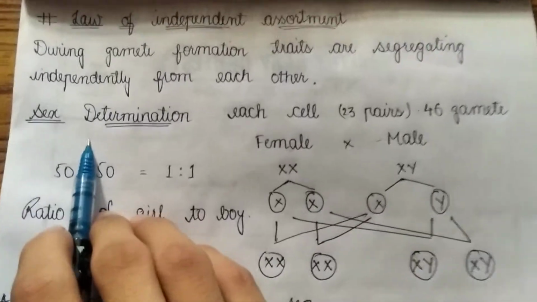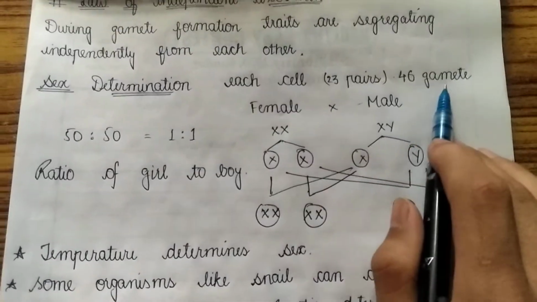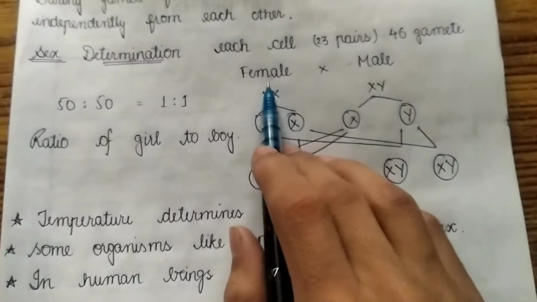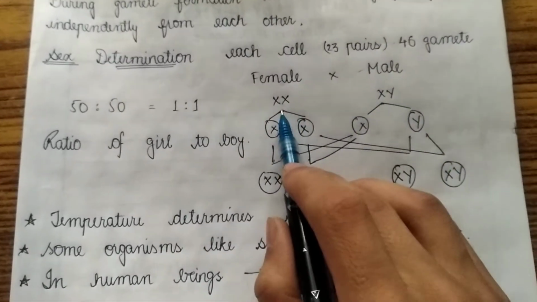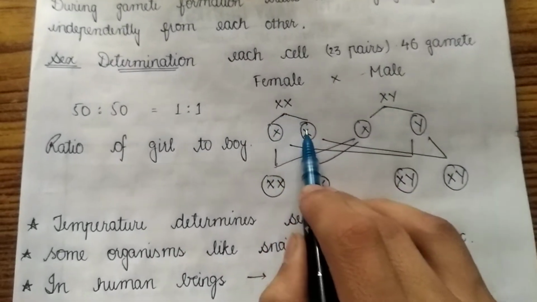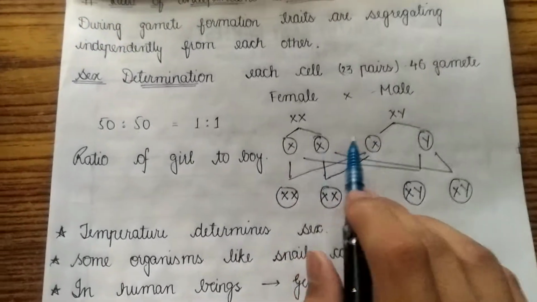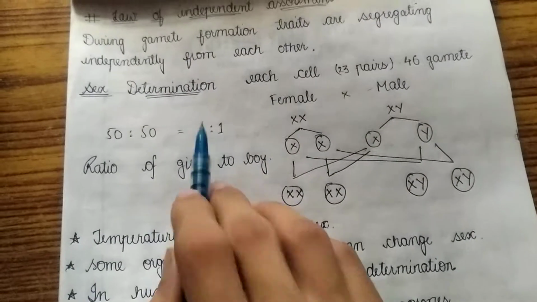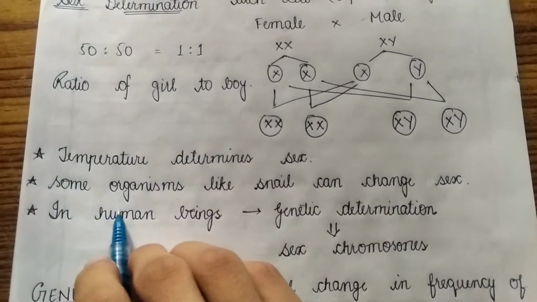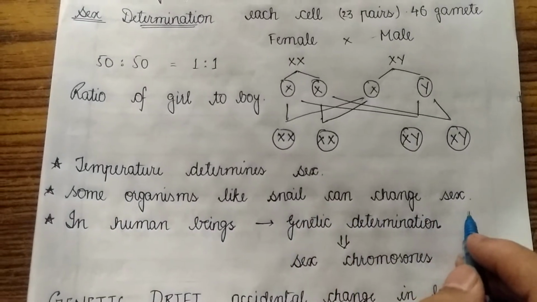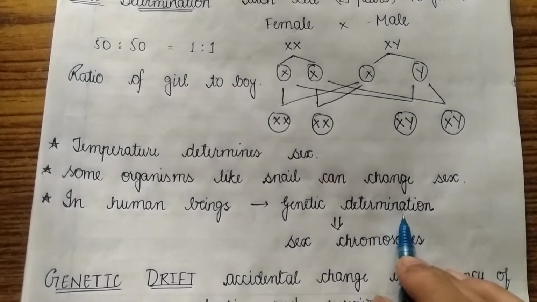Now we will see sex determination. Each cell contains 23 pairs and 46 gametes. From here we can get female, that is XX, and male XY. So here X one gamete, here also one gamete, and X one gamete and Y one gamete. So we'll cross between this, and the ratio of girl to boy is 1:1. Next, some organisms like snails can change their sex. Temperature determines the sex. In human beings, genetic determination takes place.